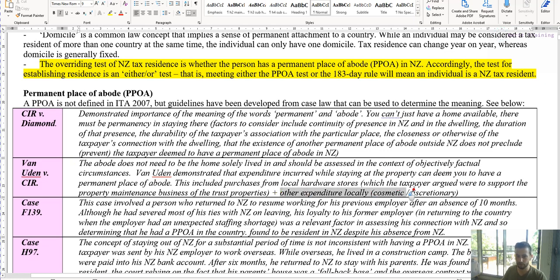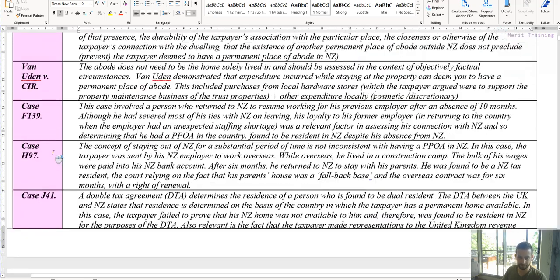And interestingly, this case also brought in discretionary spending. I think this guy was spending money on haircuts and things whilst in the area, and the court said that could be used to indicate that you have a connection with this property and therefore a PPOA.